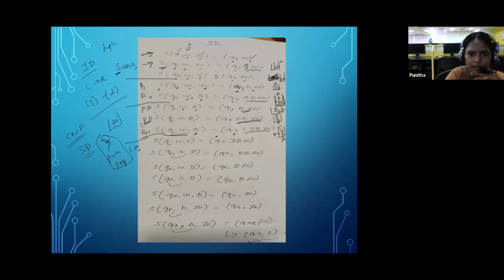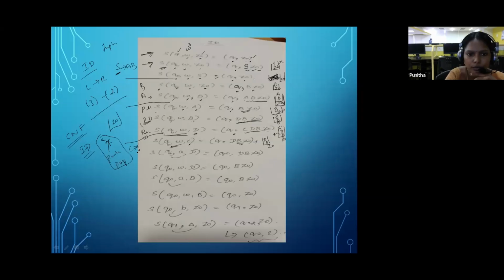In this I'm removing the C element from the stack. So yes, the first two things are the same as before. The third one is the top of the stack. The top element is C, so I'm writing C. In this I need to write the status of the stack, the second attribute. I'm removing the C from the stack. After removing, the status will be D, B, Z naught. That is what I'm writing here.